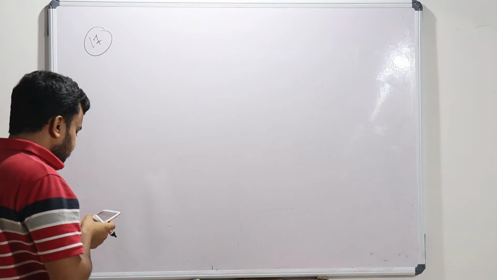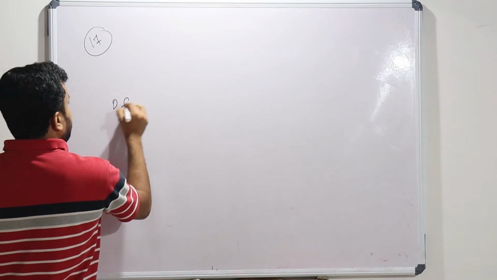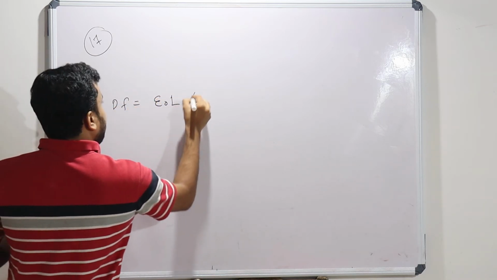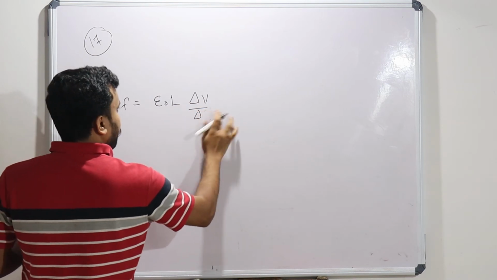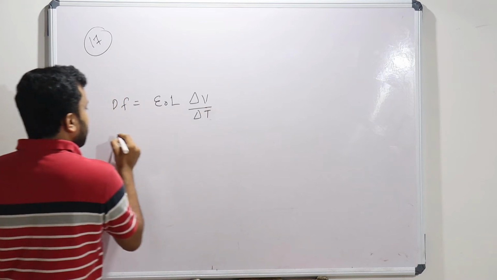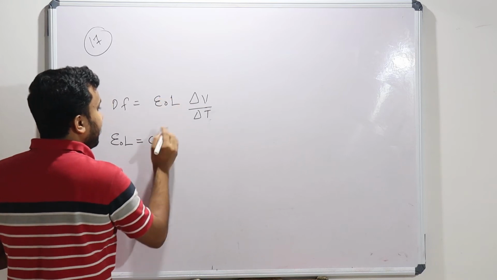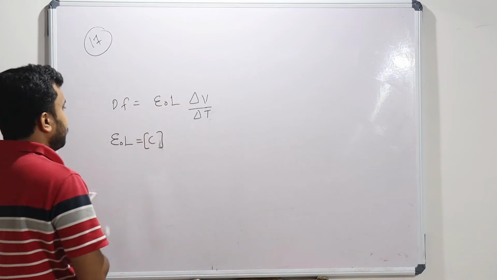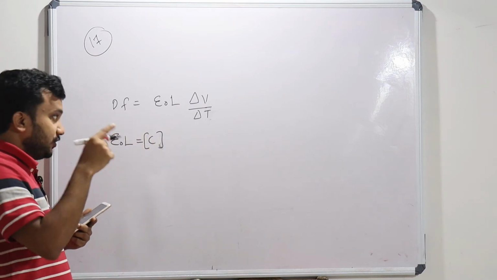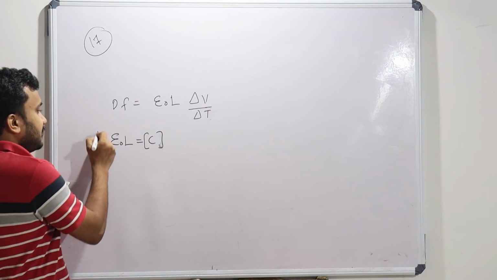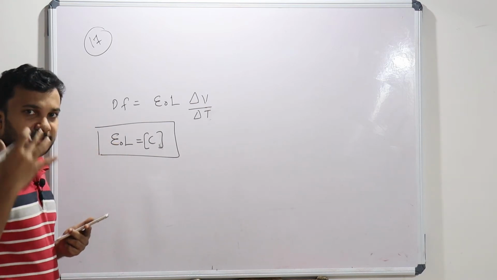Here in this 17th question, the peculiarity is we need to find the dimension formula of epsilon 0 L delta V divided by delta T. Here you have to remember one simple thing: epsilon 0 L will have the dimension formula of capacitance. Capacitance dimension formula we have already learned in the previous question number 13. Remember this as a shortcut, it will make your life easier. Similarly, I will tell you other shortcuts also.